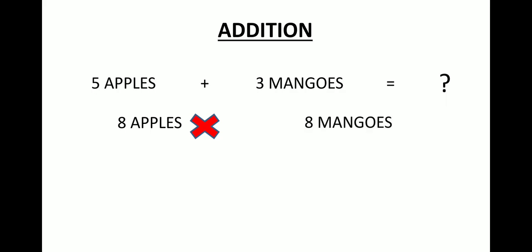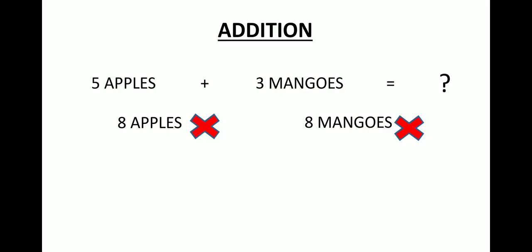When we have to add 5 apples with 3 mangoes, can you say the answer? How many apples do we get? Or how many mangoes do we get? Or can we say that 5 apples plus 3 mangoes equals 8 apples? The answer is wrong. And can we say that 5 apples plus 3 mangoes gives us 8 mangoes? Again, the answer is wrong.